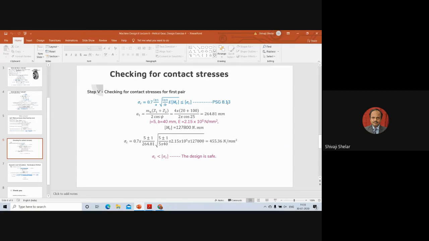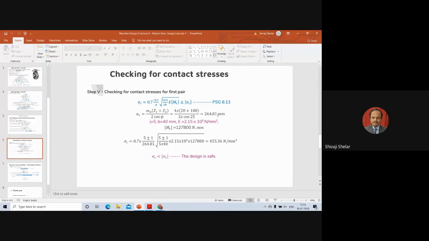which is on page number 8.13 or 8.12. This formula we are calculating now, a here, or a1. So we have got a1 as Mn into (Z1 plus Z2) upon 2 cos psi. Since it is a helical gear, the formula will be like this. So we get this value as 264.81 millimeter. Z1 is 20, Z2 is 100, and psi value is 25.